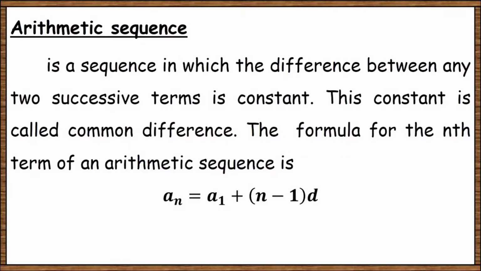Arithmetic sequence is a sequence in which the difference between any two successive terms is constant. This constant is called common difference. The formula for the nth term of an arithmetic sequence is a sub n is equal to a sub 1 plus the quantity n minus 1 times d. Dapat natin tandaan na sa arithmetic sequence laging naroon ang common difference. Dapat pareho ang difference ng lahat na magkasunod na terms para masabing ang isang sequence ay arithmetic sequence.